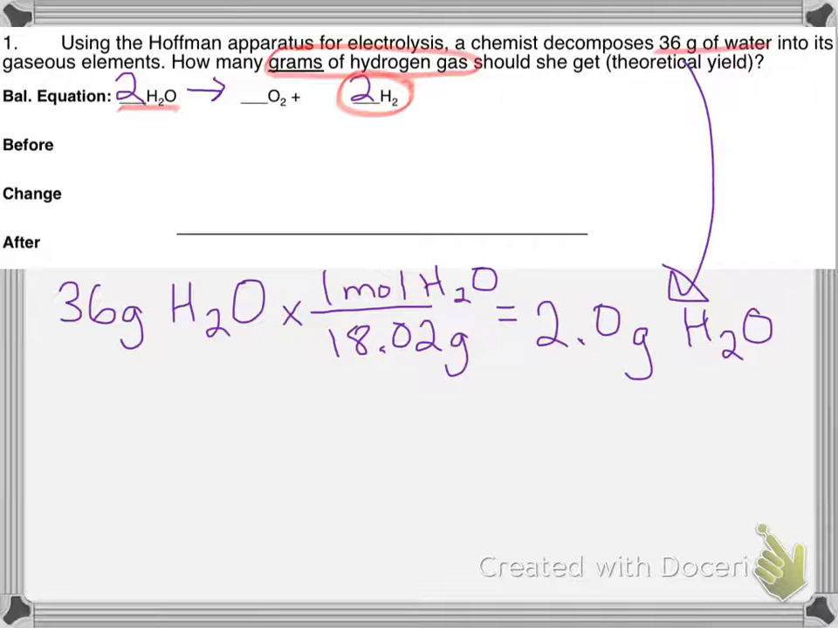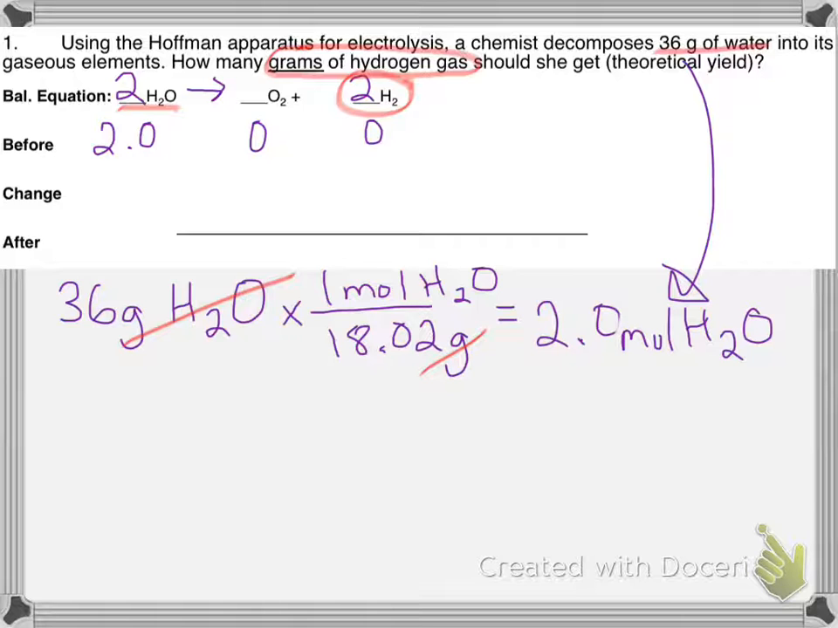Oh, I'm sorry. This is not grams. Notice our grams cancel out. We're left with moles. So we have this many moles of water, about 2 moles of water. So before, we start with 2 moles of water. And since oxygen and hydrogen gas are being produced, we're going to start with 0 moles of each of those.